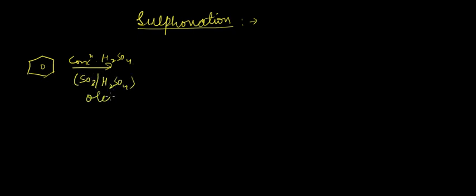So let's say we have a benzene ring, and we are passing concentrated H2SO4, and we have a mixture of SO3 and H2SO4, which is called oleum. We are passing it as a reagent over the substrate benzene. So what we get is something like this. This is called benzene sulfonic acid. Let us look at how the mechanism takes place behind the scenes.